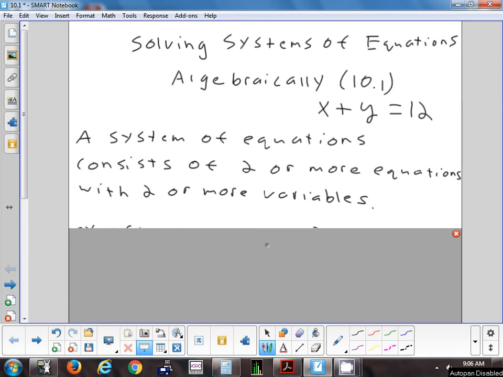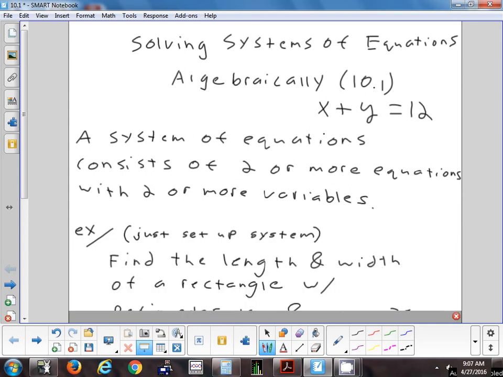this is one equation, two variables. If that's all I gave you, how many solutions are there to that equation? x plus y equals 12. Infinite. 1 plus 11 equals 12. 6 plus 6. 5 plus 7. There's infinitely many solutions. So if you have more variables than you do equations, that can happen. So we'll always be looking at the same number of letters as we have equations.